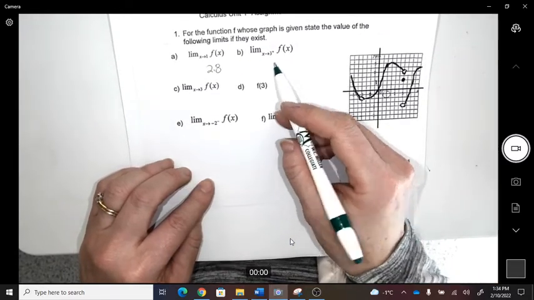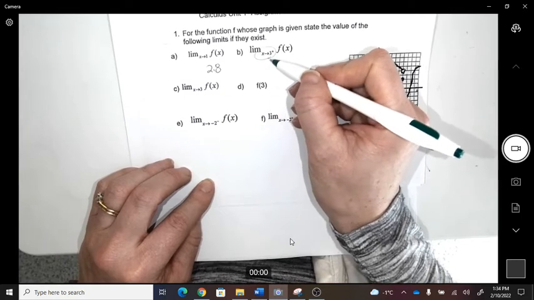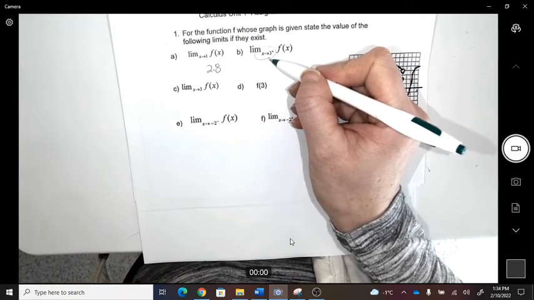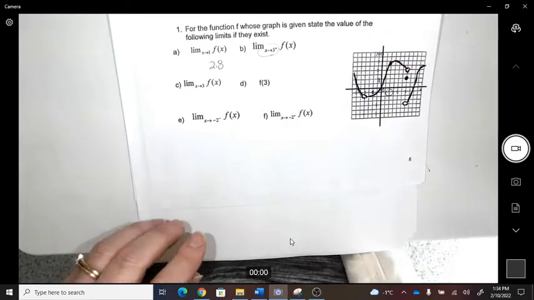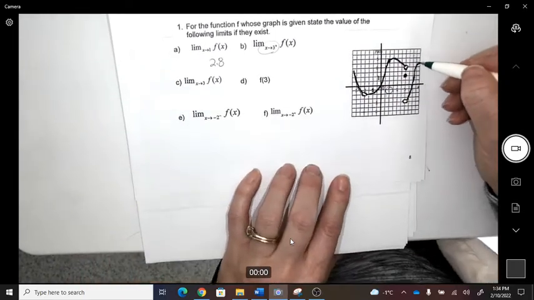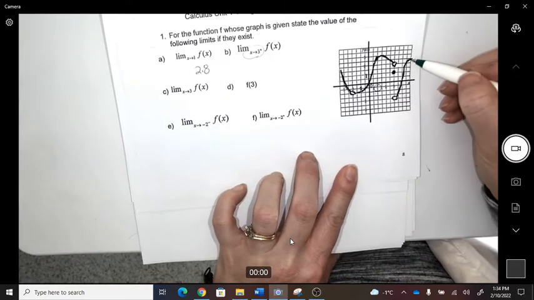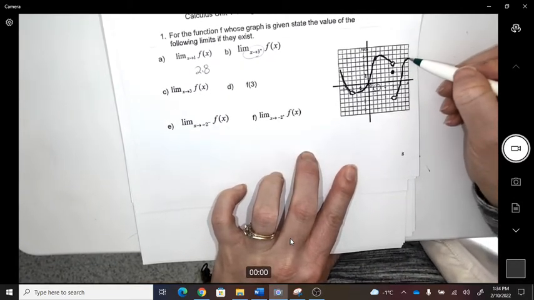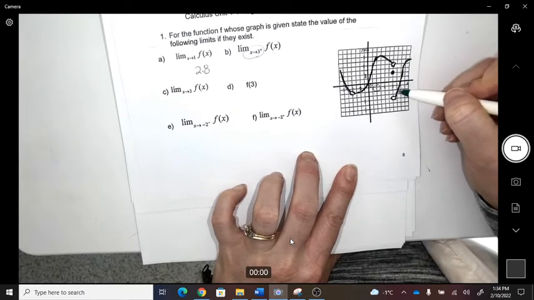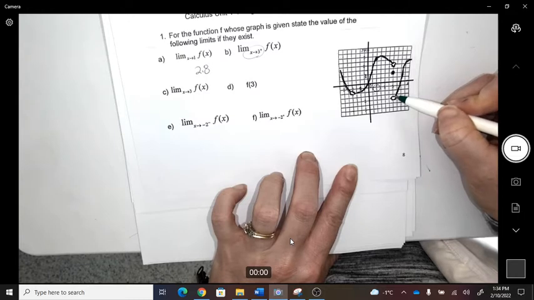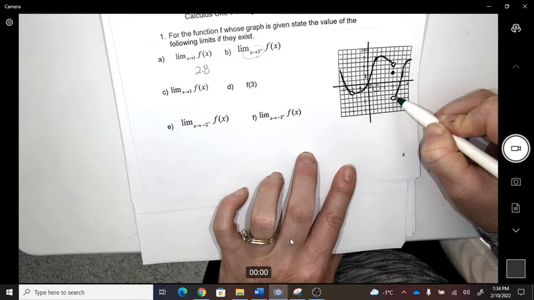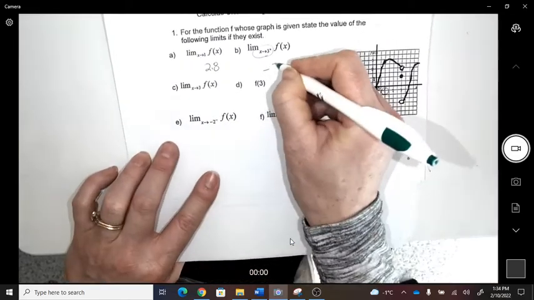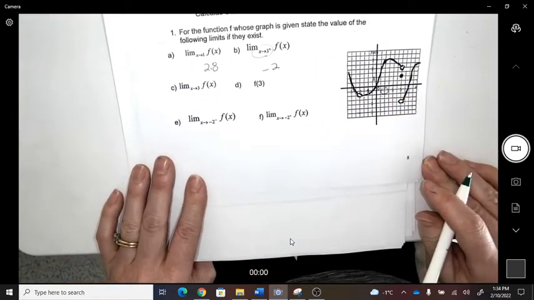Okay, this says head towards 3. Guess what though? From only the direction coming from the right, coming from the positive. Okay, so this is me following this curve then. As I'm going to follow this from this direction, as I get closer and closer to 3, my graph is getting closer and closer to, this is a horrible grid, is that -2? Yeah. Okay.